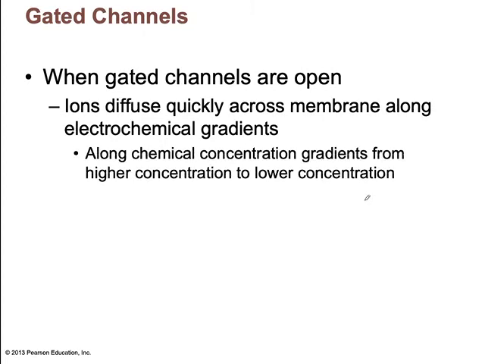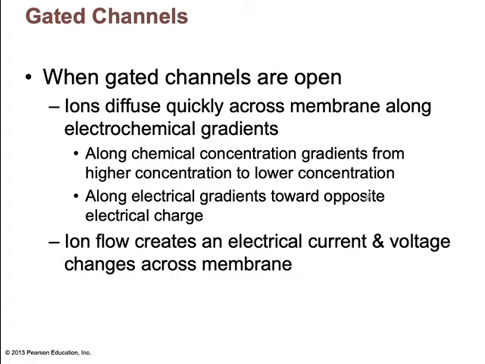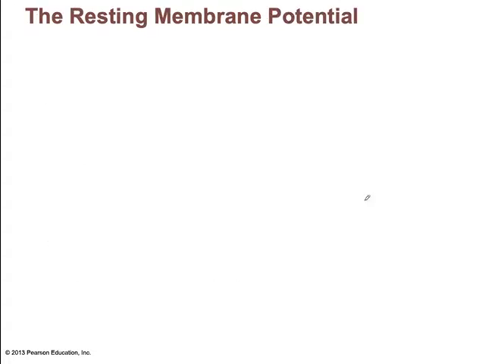When gated channels are open, ions move quickly down their electrochemical gradient. They move along their chemical concentration gradient from high to low concentration, and along their electrical gradient towards the opposite charge. Ion flow creates an electrical current. That's the definition of current, right? The movement of a charged particle. And the voltage will change across the membrane when that happens.